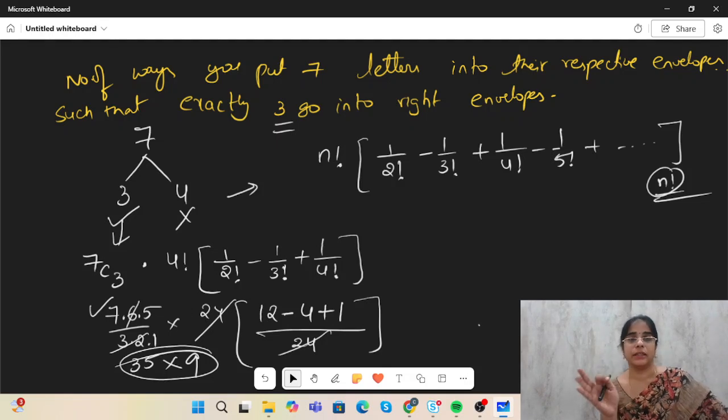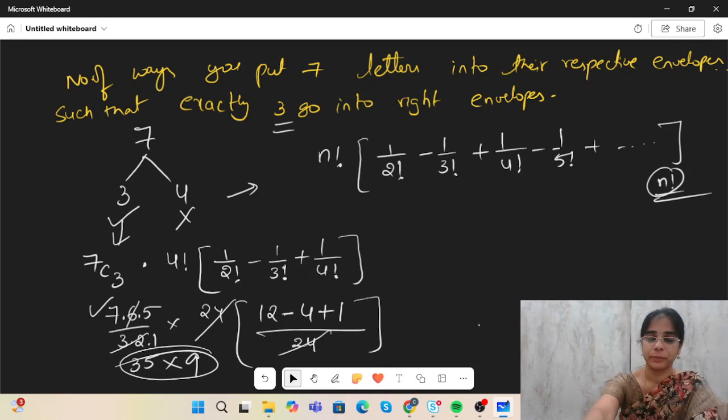So 3 are correct. That means 7C3, 7 out of which 3 are correct. So 7C3. And the remaining 4 will be your wrong envelopes there. So 4 factorial into that arrangement is what you will do there.